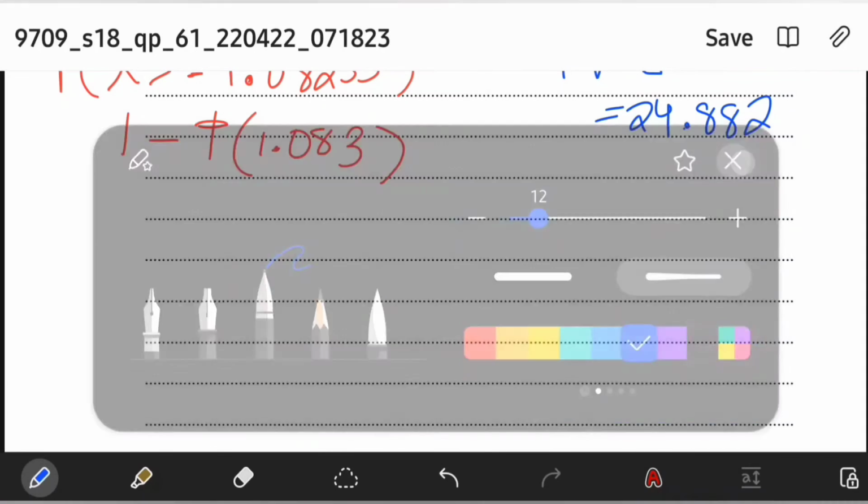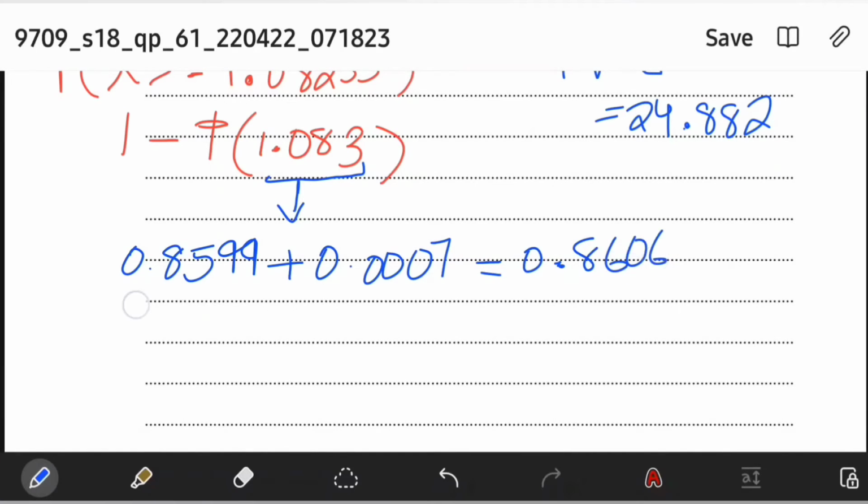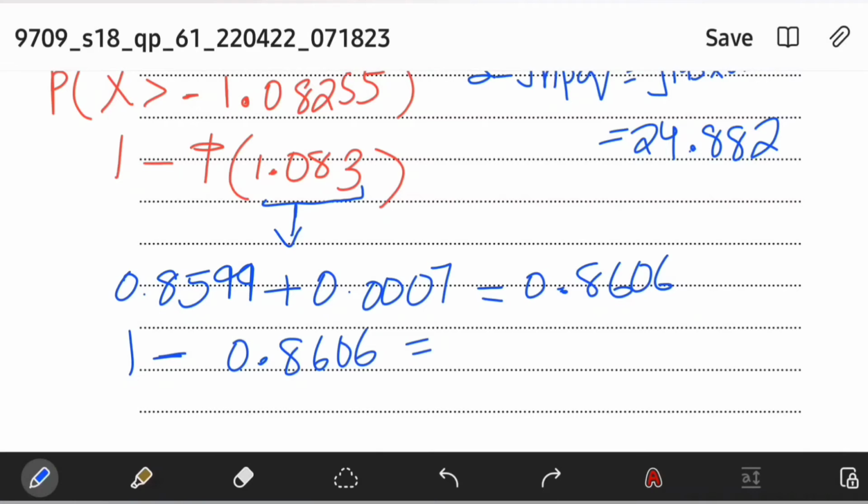So working on just this, we found out that this was the value 8599, and we have to add 0.0007 to it. This would become 0.8606. Now you can subtract it from 1, it would become 0.1394. But this is actually not the answer.